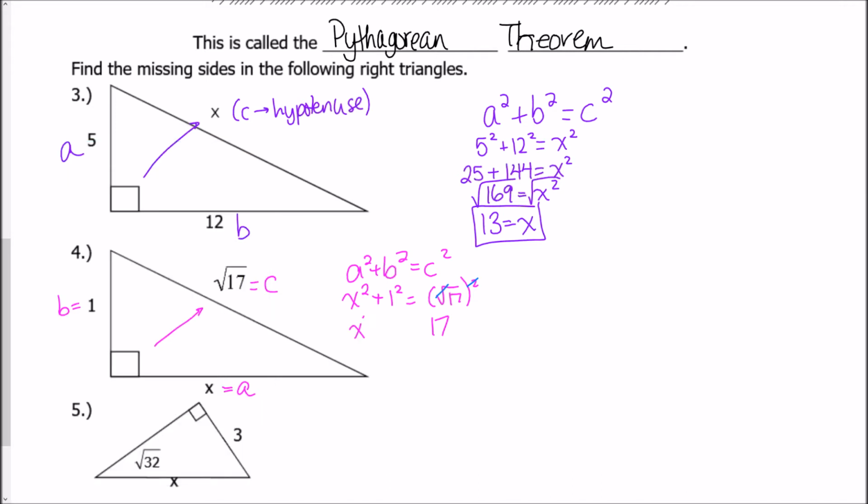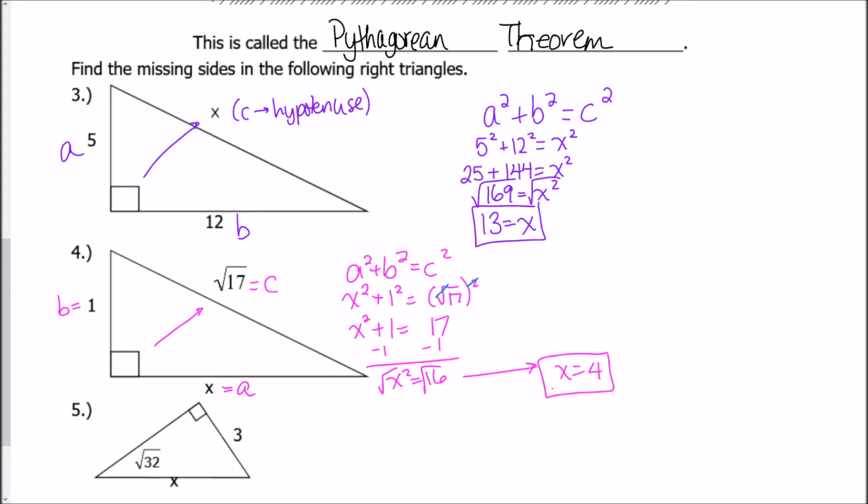So I end up getting x squared plus 1 squared. Be careful, don't tell me it's 2, because 1 squared means 1 times 1. So x squared plus 1 equals 17. Subtract the 1 from both sides and I get x squared equals 16. Square root both sides and I end up getting x equals 4.